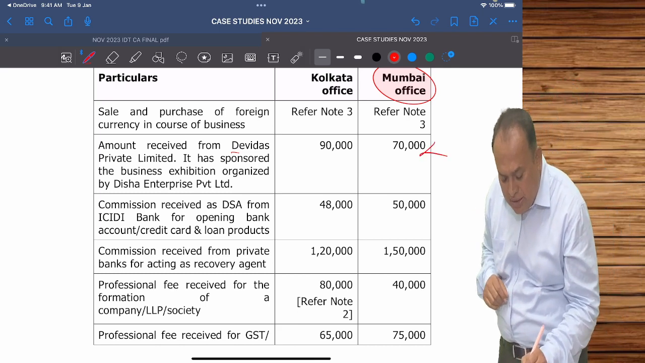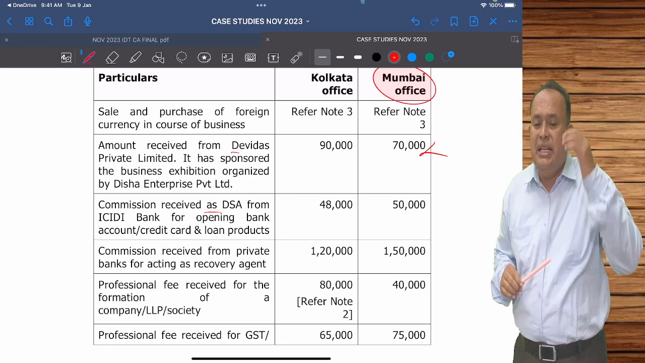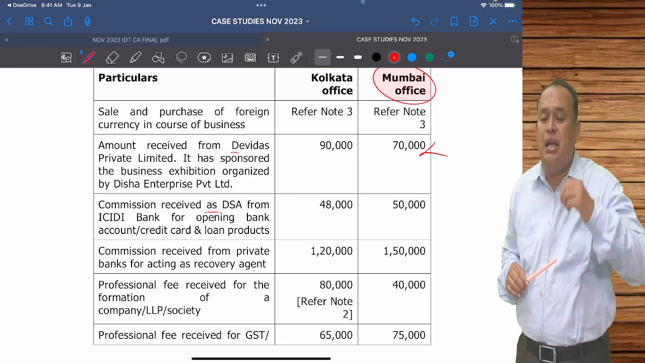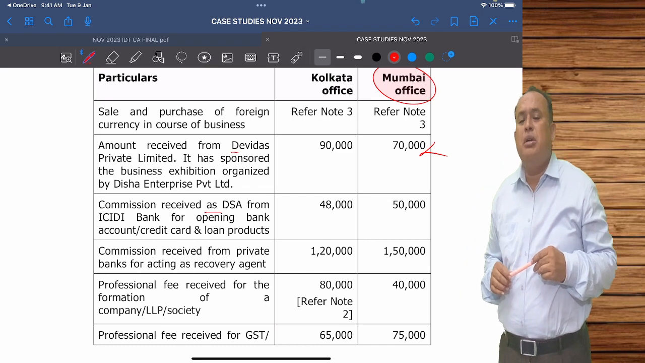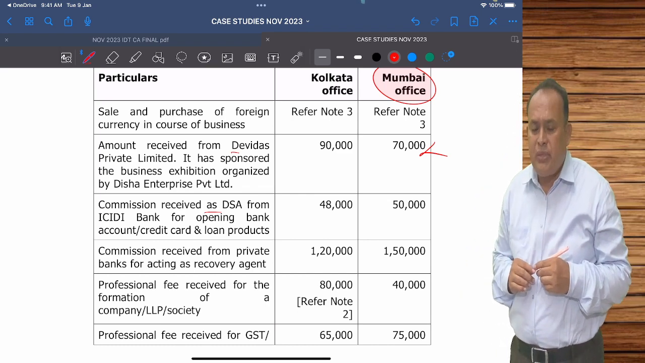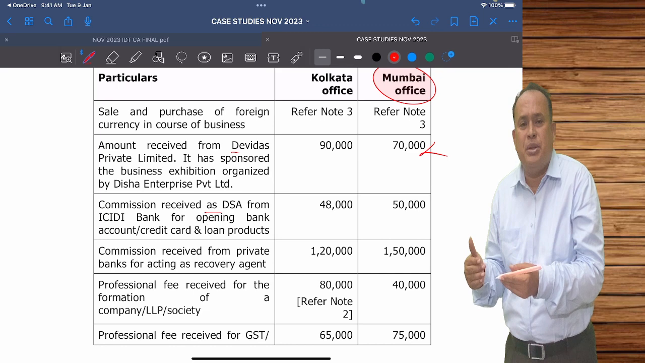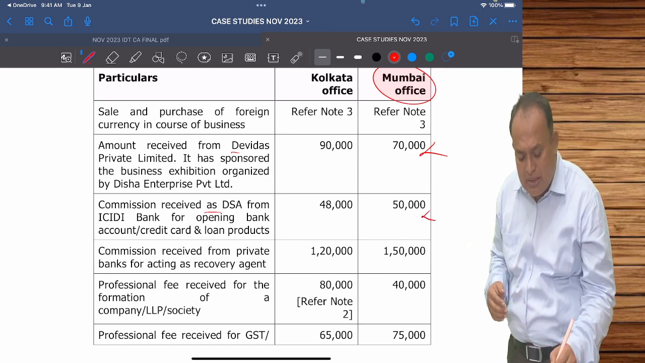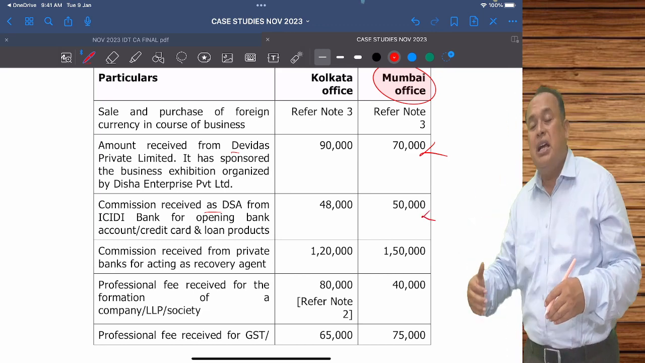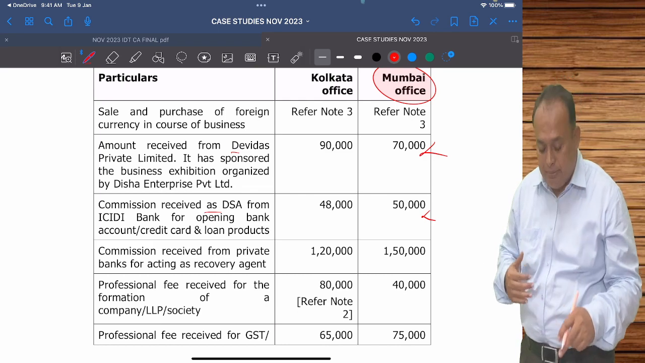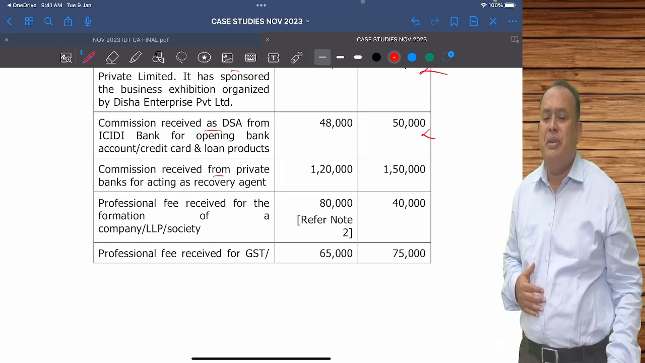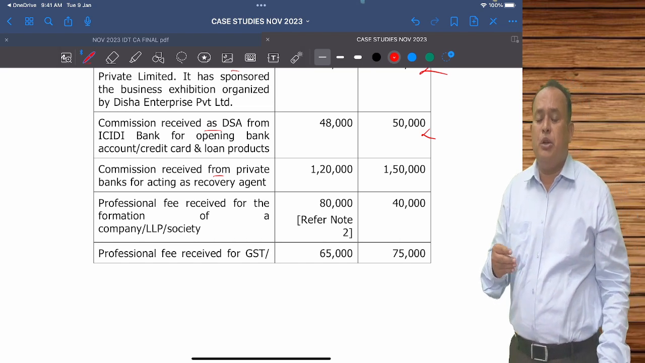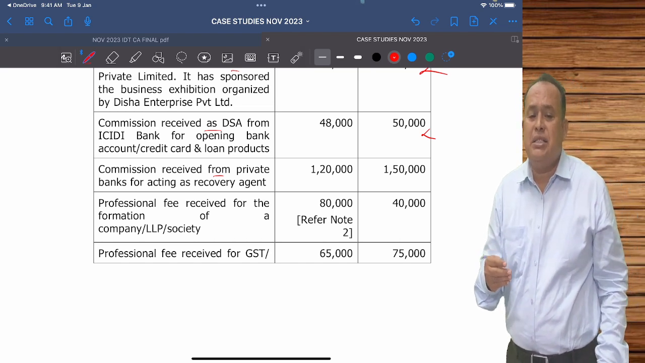Further, commission received as DSA from ICIDI Bank for opening bank account, credit card and all. Commission received as a DSA. They are supplier of service, Disha Enterprises. Therefore, it is not the inward supply to identify the GST under RCM. Further, commission received from the particular ICIDI Bank as the opening commission.